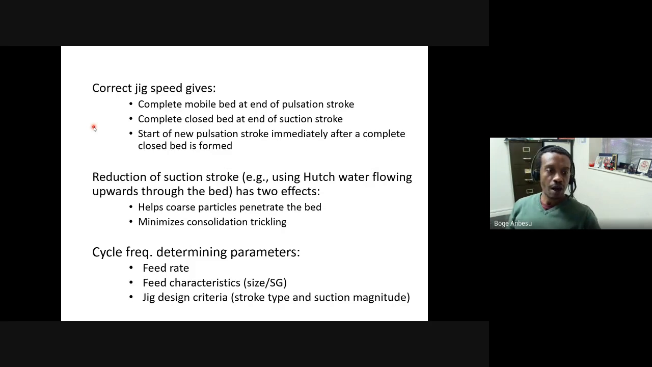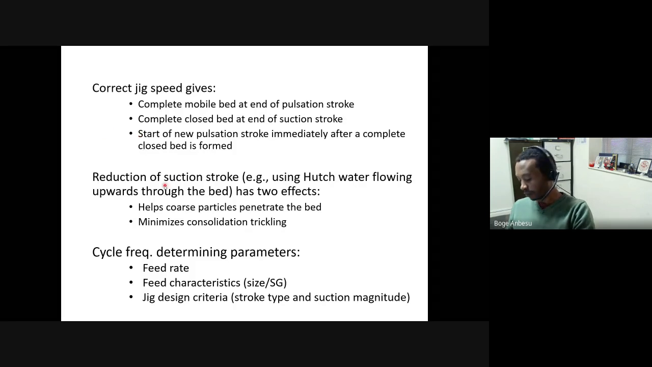So generally speaking, how fast or how slow the suction and pulsation motion needs to be depends on how much you are feeding the separator with. Okay, if the separator is taking too much feed material, or a high feed rate, then you might need to apply quick motions. So again, that depends on how I want to operate, the capacity of my separator as well, and obviously the properties of the particles, their size and density, as I was saying earlier, and also what is available to you in terms of the jig design itself.